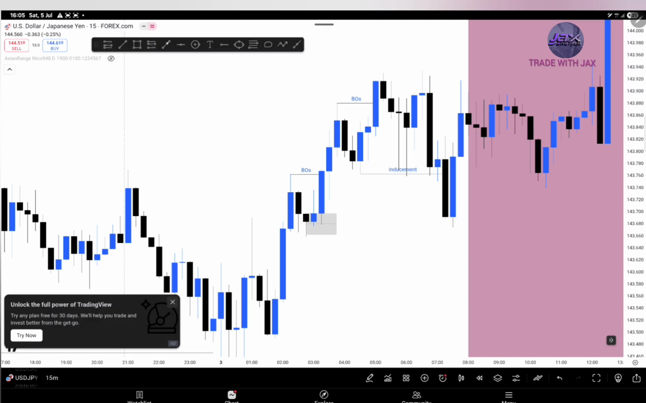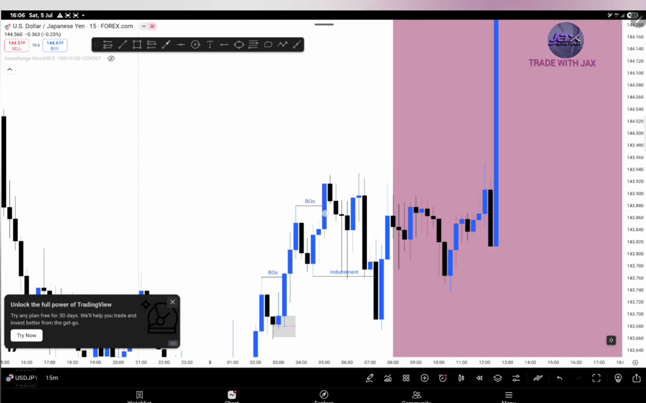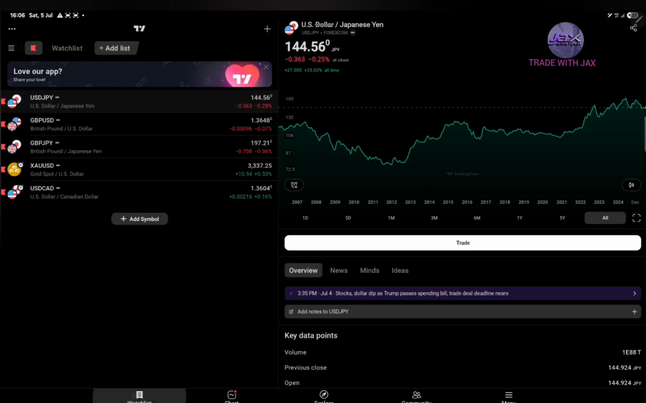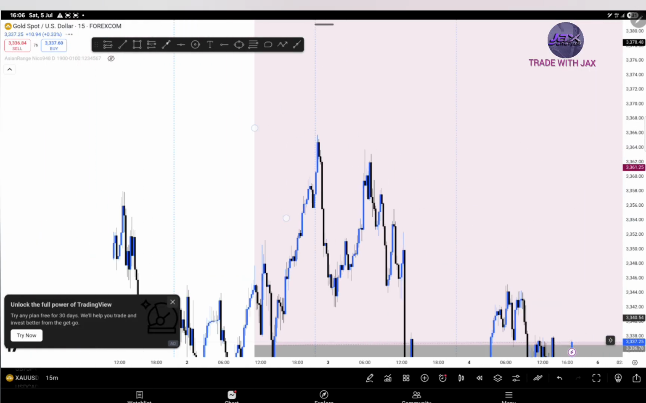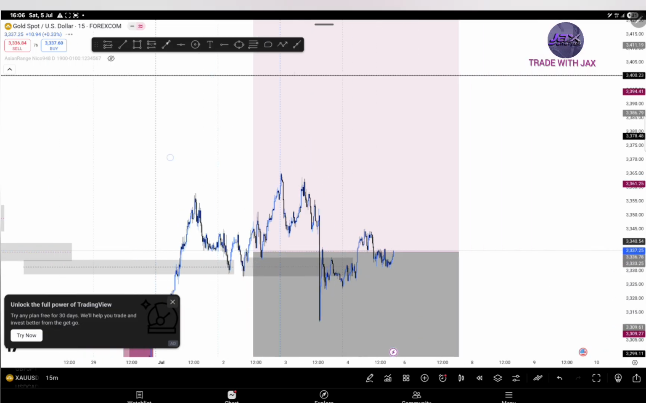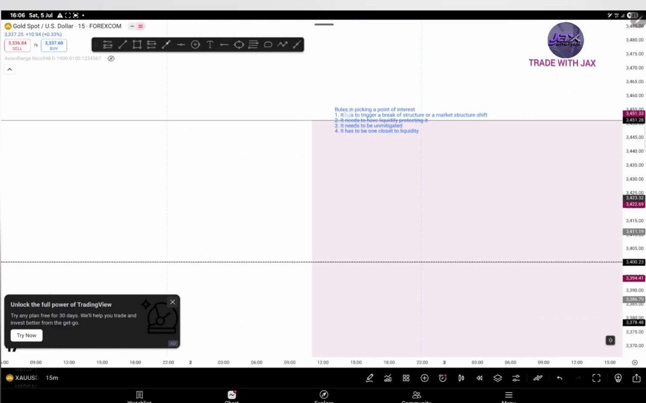For example, this is a break of structure, not a market structure shift, because it broke structure in the direction of the trend, not in the opposite direction, and it broke a key level in the direction of the trend. But I'm just trying to tell you that the POI has to break structure. Let me get the rules so that you can probably copy them yourself. These are the rules.